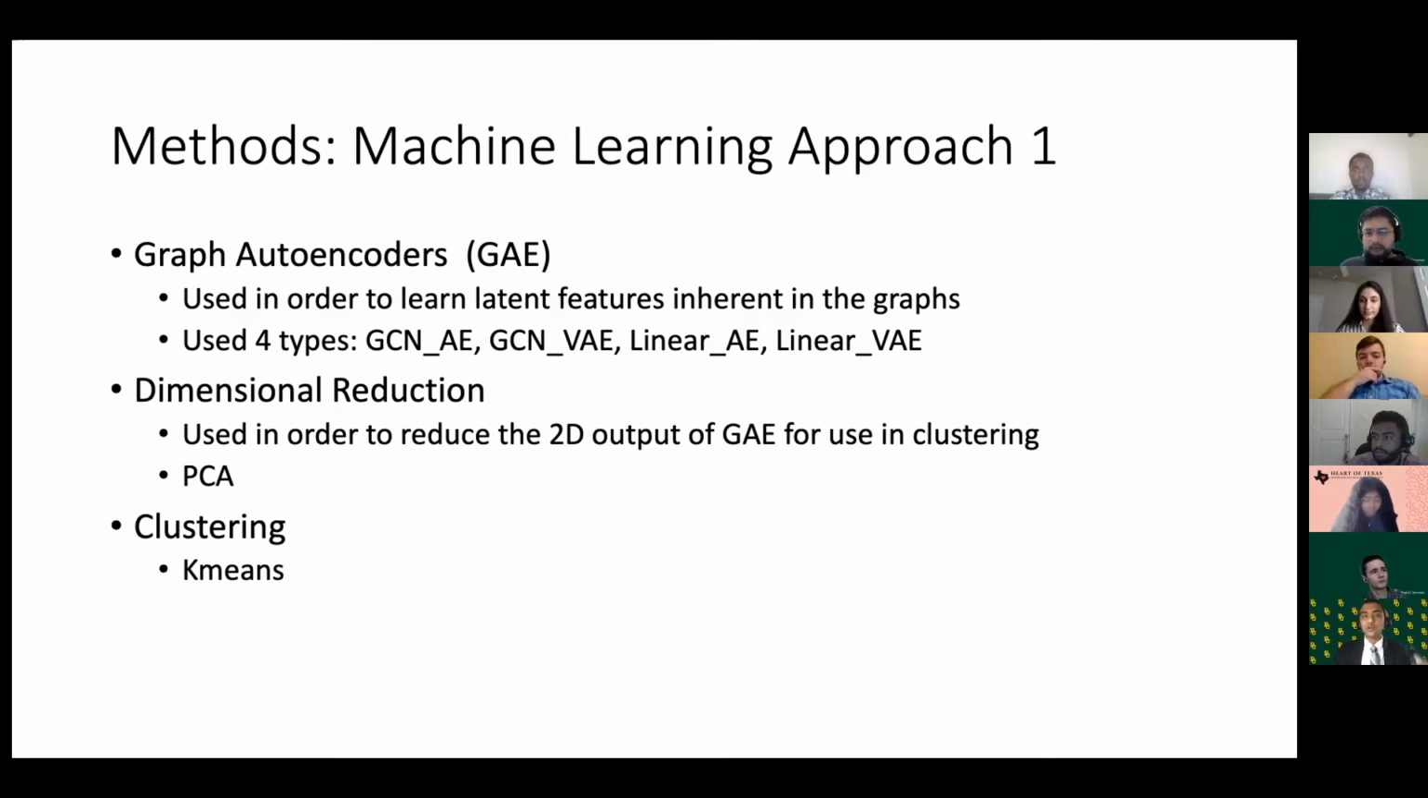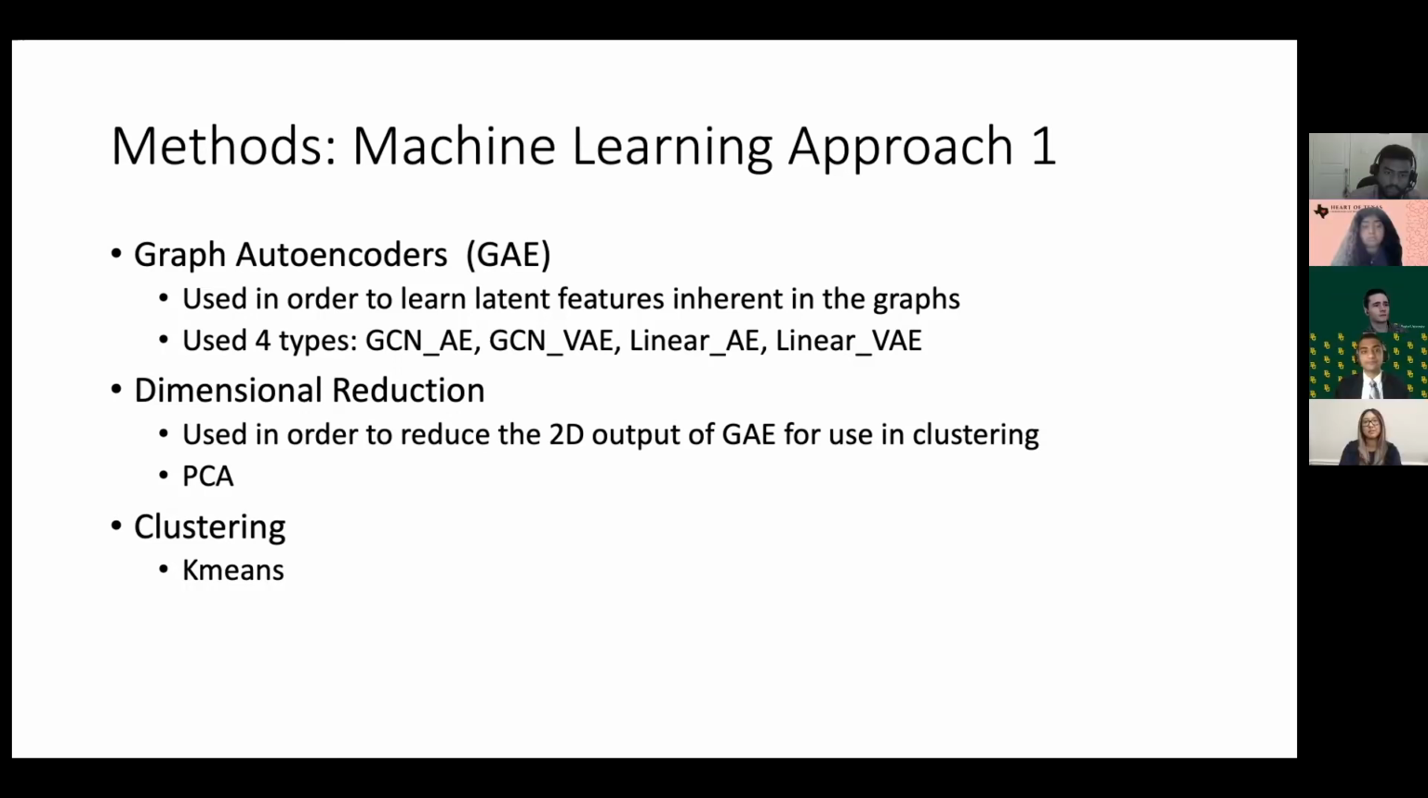And we used 4 different types of graph autoencoders: the GCN AE, GCN VAE, linear AE, and linear VAE. For the sake of time, I'm not going to go into the differences between the 4, but just know that we tried 4 different approaches. After we got those graph autoencoded graphs, we used PCA dimensional reduction to reduce that 2D output of the graph autoencoders to a 1D representation so that we could then cluster the graphs. We used a k-means clustering approach to do that.